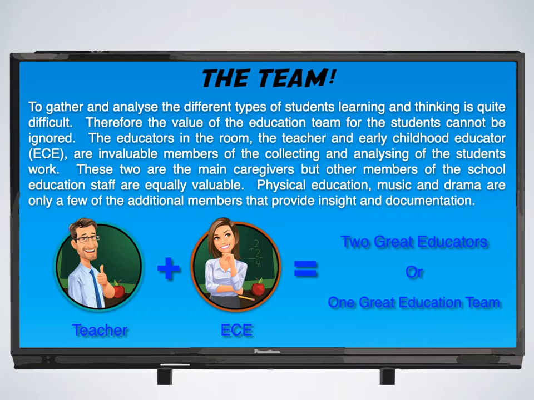These two are the main caregivers, but other members of the school education staff are equally valuable. Physical education, music, and drama are only a few of the additional members that provide insight and documentation. As you can see, the teacher and ECE, I see them as 2 great educators or 1 great education team.